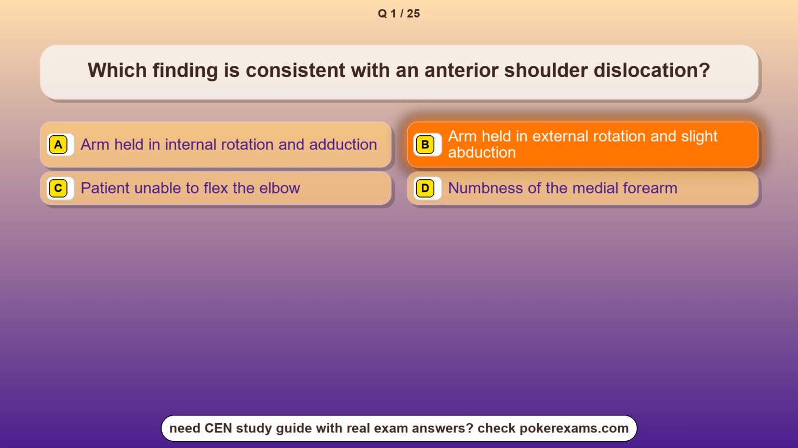The correct answer is option B. Arm held in external rotation and slight abduction.